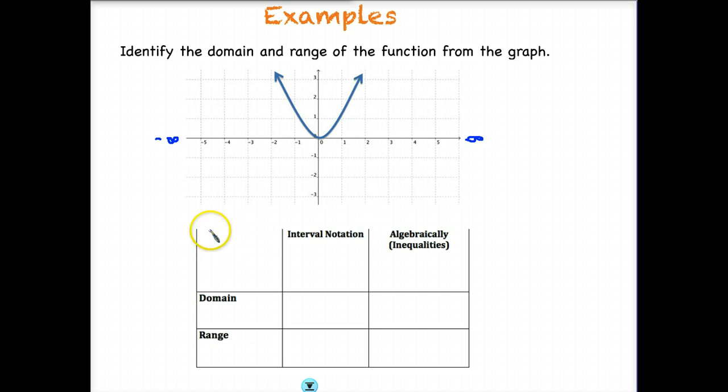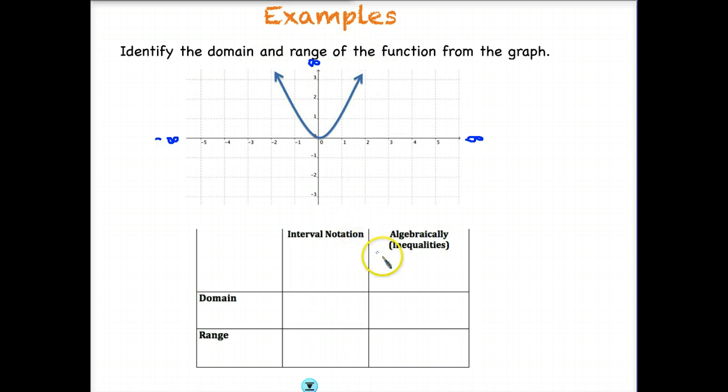But now let's look at our range. Our range starts here at 0, and it goes all the way up to +infinity. Okay, these arrows are continuing up forever.